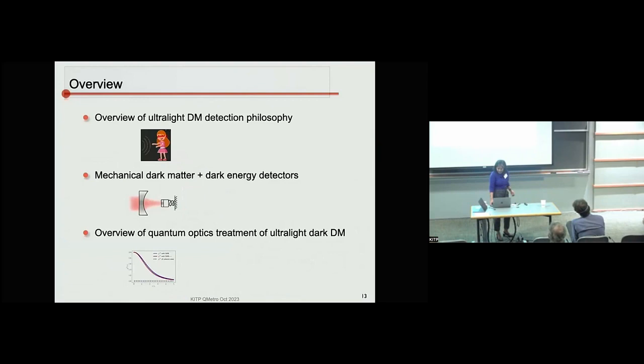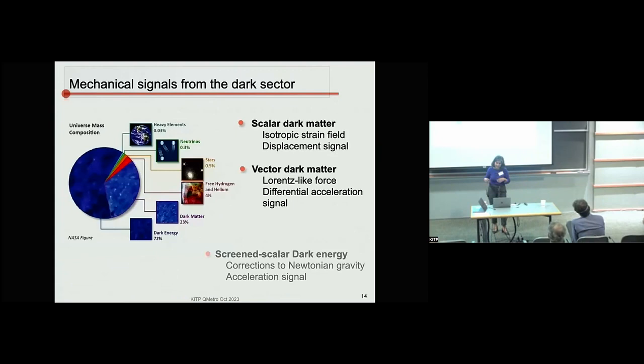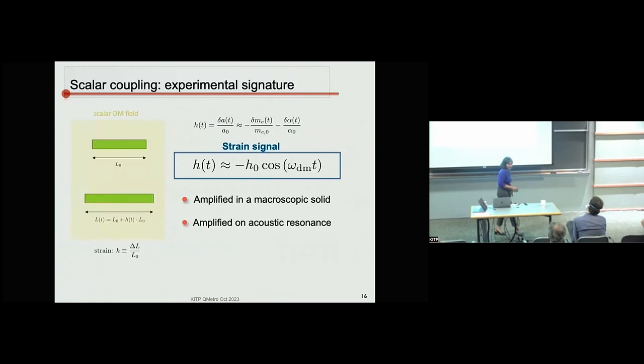So how do we detect for these couplings using mechanical systems? I'll talk about three things in dark matter. I'll talk about looking for scalar or vector dark matter, and a little bit about some dark energy candidates. And so if dark matter is this scalar bosonic field, and I am assured there'll be Lagrangians about it in the next talk, so I won't talk about it.